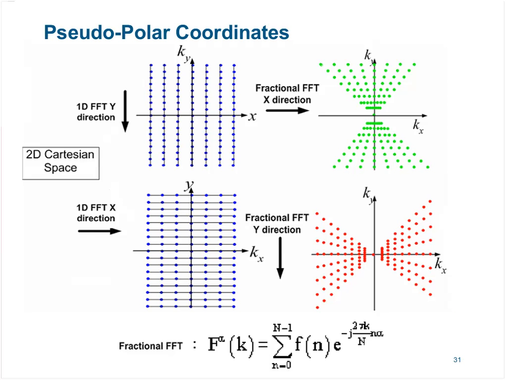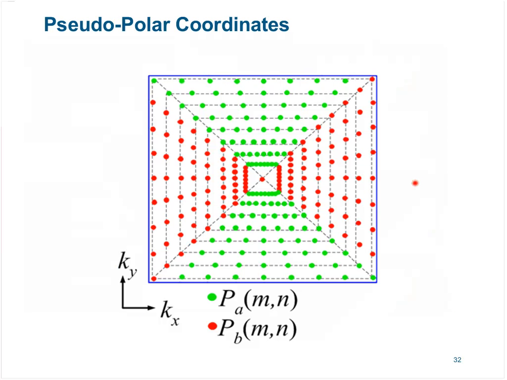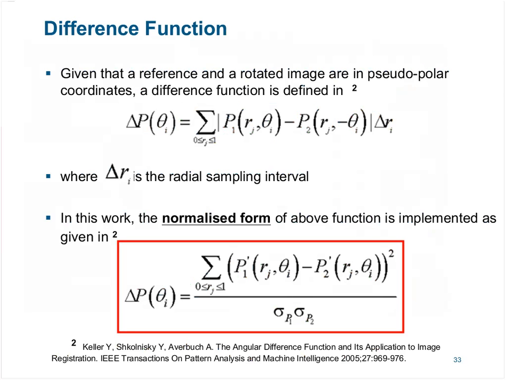And if you combine these two grids, then the pseudopolar coordinate system can be represented like this. So this is the pseudopolar grid and spatial frequency coordinates. And the difference function is described here.